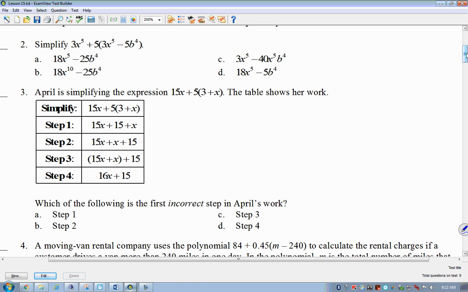Okay, so 5 times 3x to the fifth. I'm going to go ahead and bring that first 3x to the fifth out. What's 5 times 3x to the fifth?